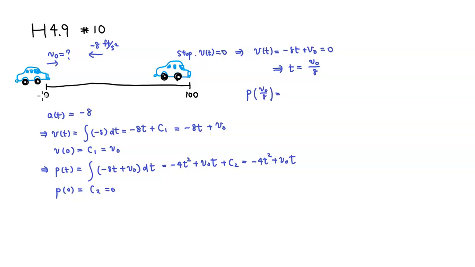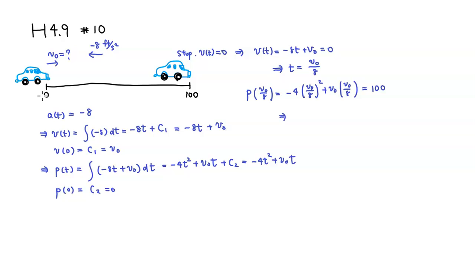So this is the position function: negative 4 times v0 over 8 squared, plus v0 times v0 over 8. And this is supposed to be equal to 100. So here's the equation we can solve. Let's simplify this. The 4 and 1 of the 8 cancel out.